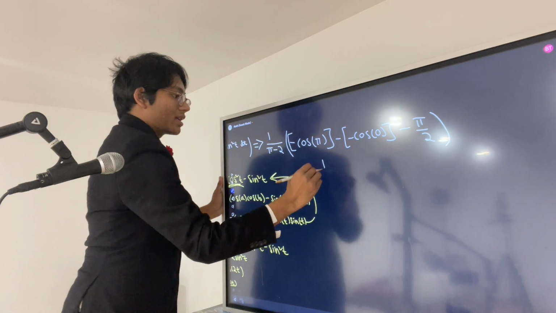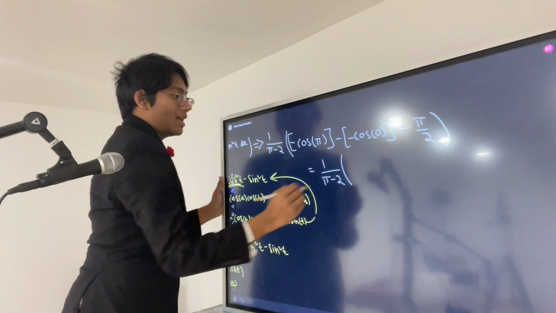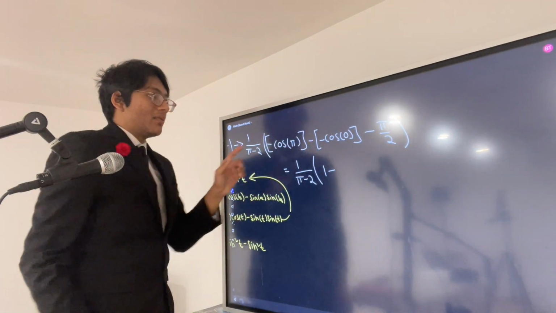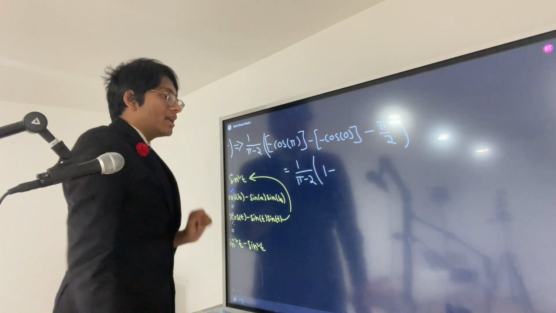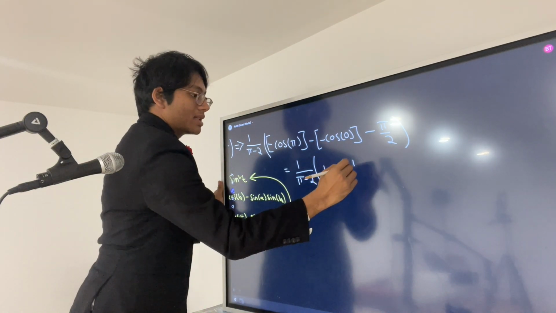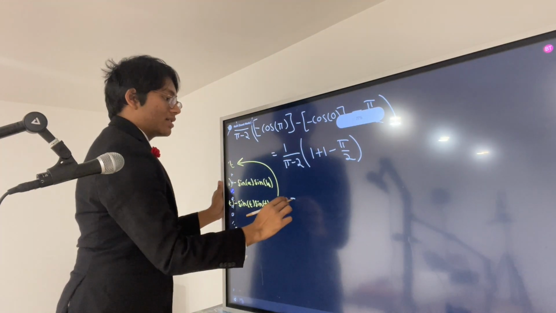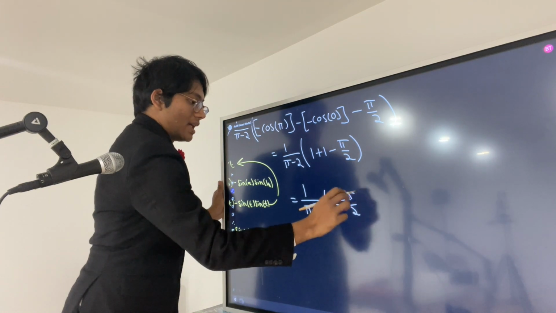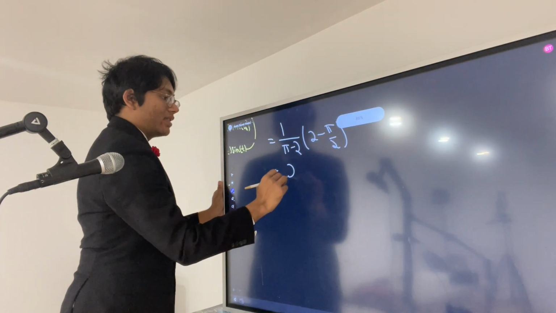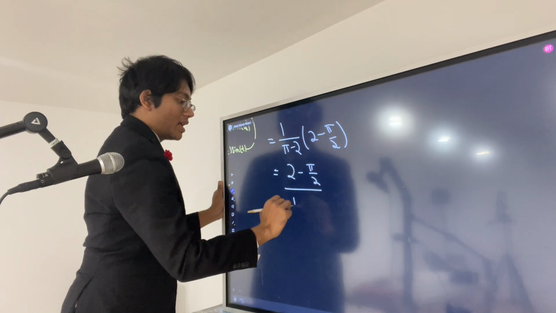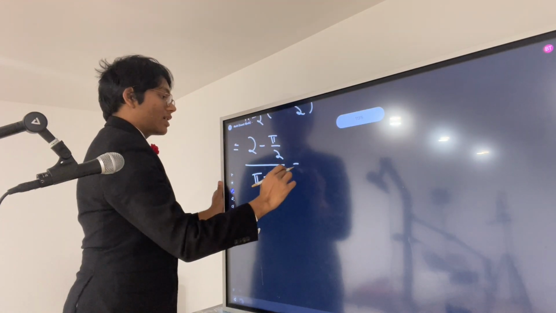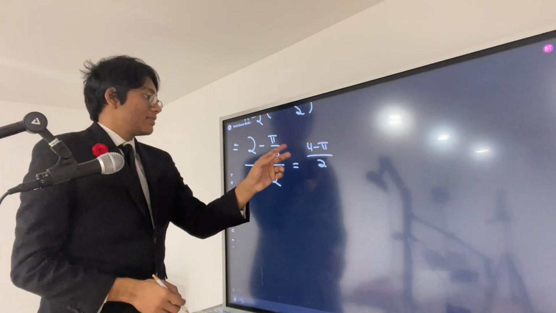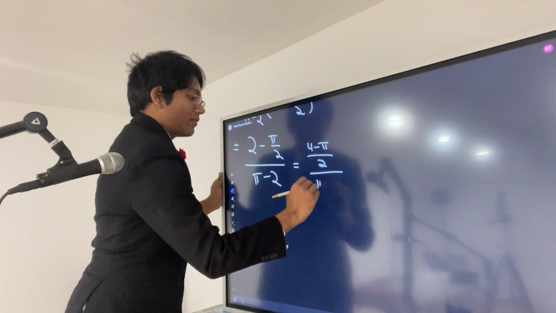So let's work this out. We're going to have 1 over pi minus 2 times cosine of pi is what? That's negative 1 times negative is 1 minus, what's cosine of 0? If I remember correctly, that's 1. And minus 1 makes it 2, minus pi over 2. So we're going to have none other than 1 over pi minus 2 times 2 minus pi over 2. And let's see what this simplifies out to be. I'll have 2 minus pi over 2 over pi minus 2. And this is going to work out to be, let's see, 4 minus pi over 2. Is that right? Yep, that should give me 2 over pi minus 2.